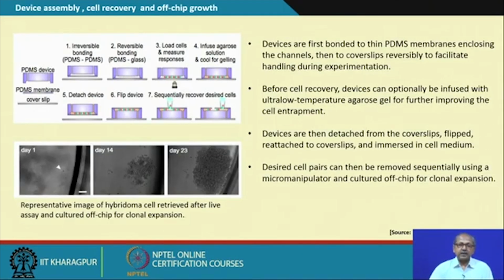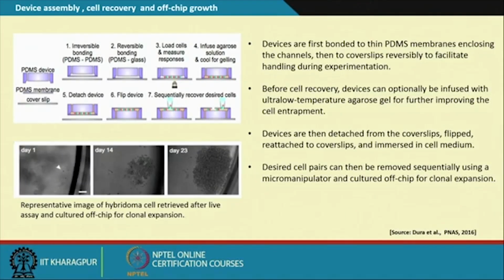Now, the next step is to capture the fused hybridoma cells inside that microfluidic chamber. For that we have to use a micromanipulator. The operation is like this: when you are constructing the PDMS device, this is the cover slip, this is the PDMS membrane, and this is the PDMS device with the microstructures. Then this PDMS membrane is irreversibly bonded with the upper PDMS chamber, where the inlets and outlets are. Then the whole structure is reversibly bonded with the glass plate. Then you introduce all the cells and everything we have discussed right now.